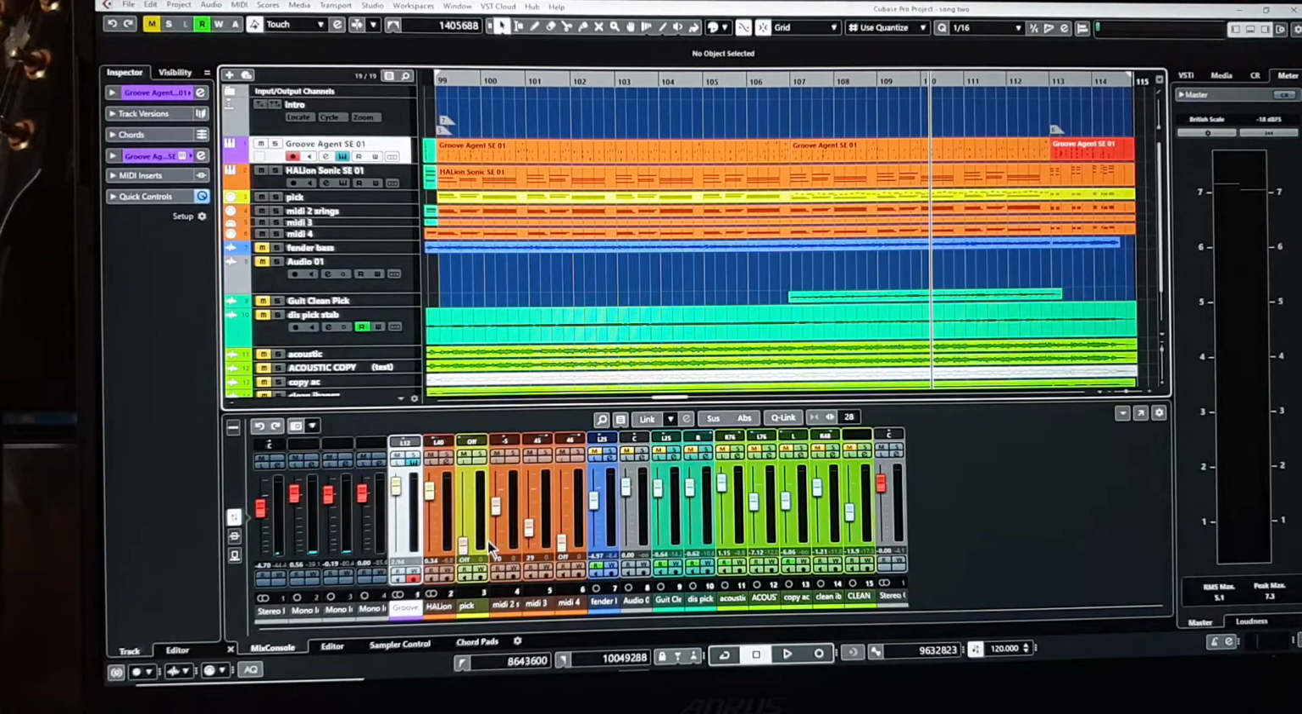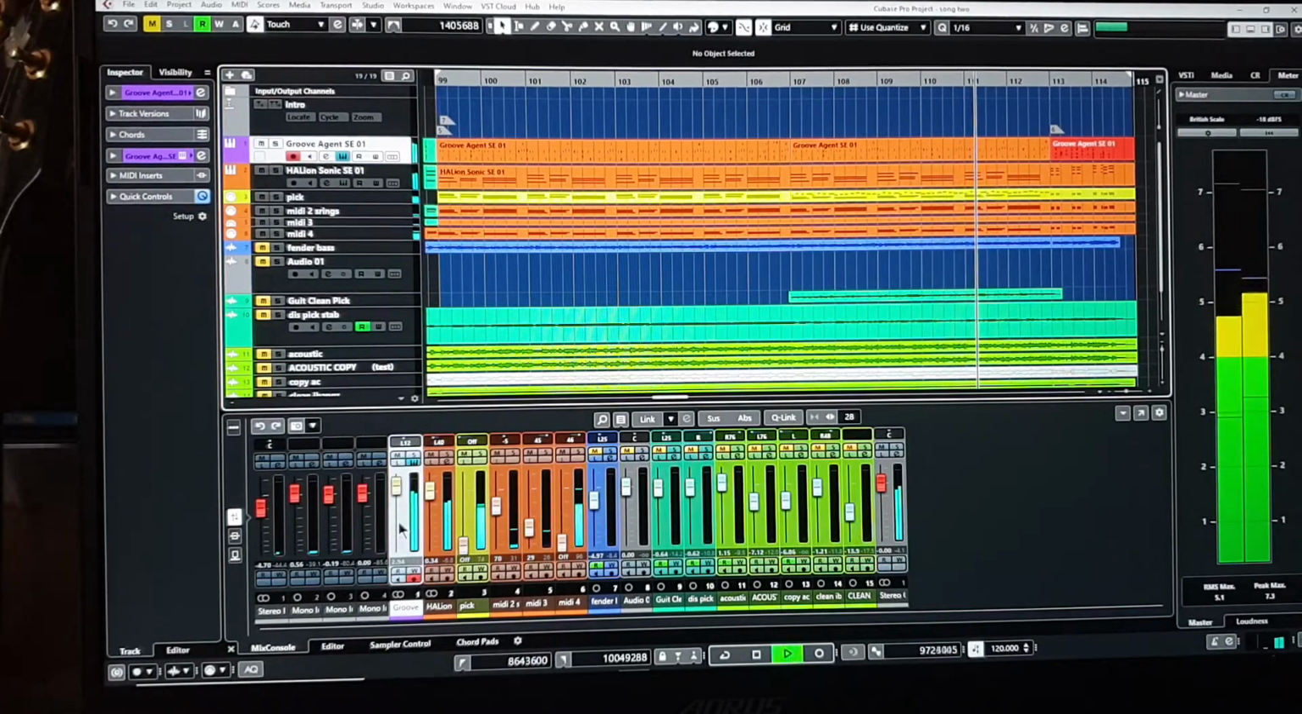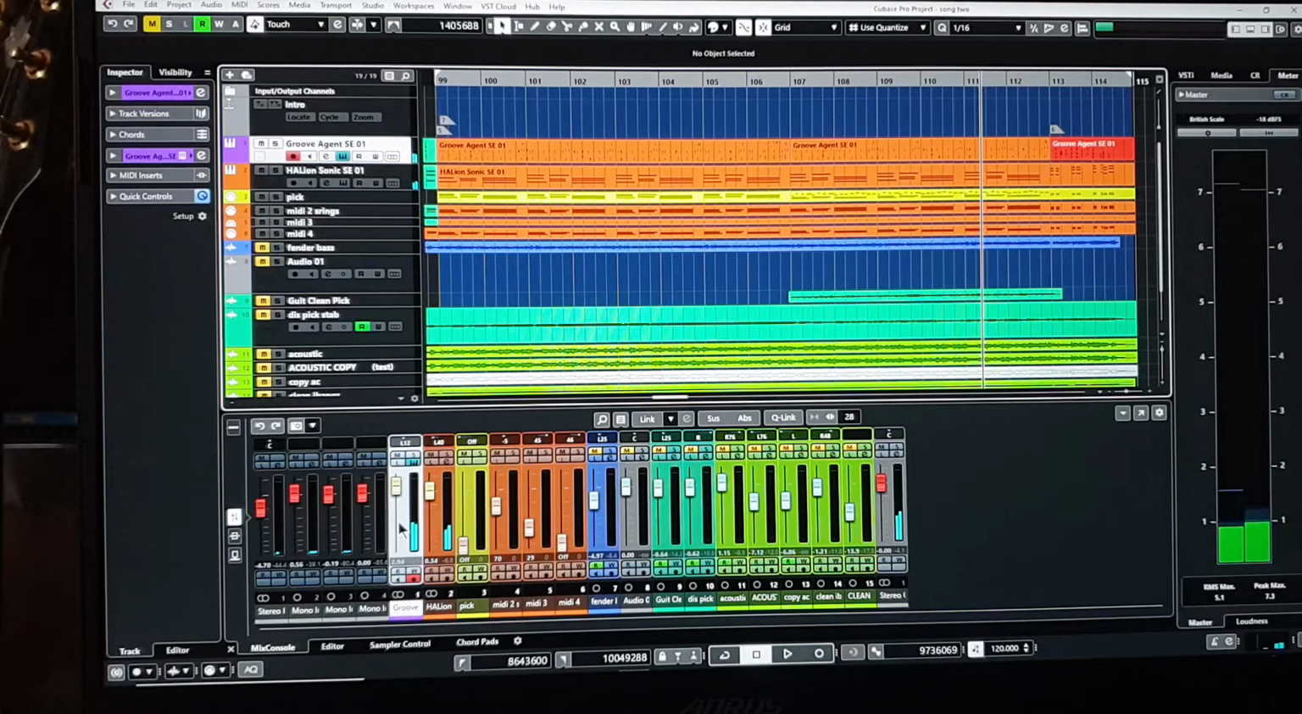And one of the things I noticed as soon as I got rid of the buses, my drums, this one here in white, if we play it, you can see the drums are playing. That's the Groove Agent there. And some of the other things disappeared as well. And what you have to actually do, there's the Groove Agent there.